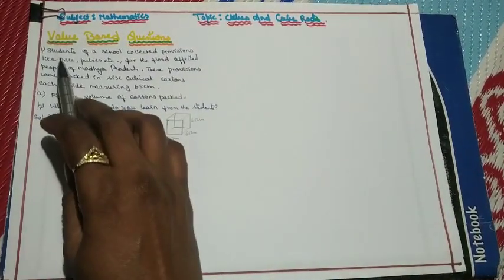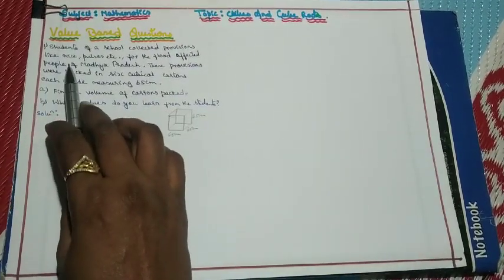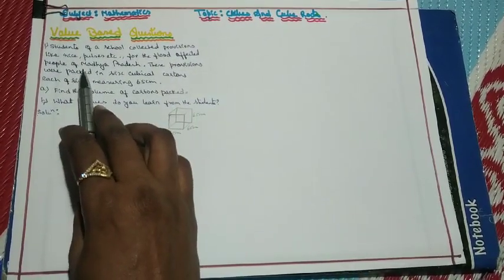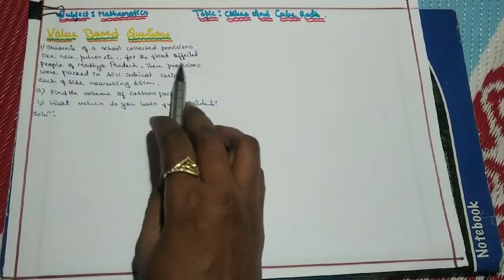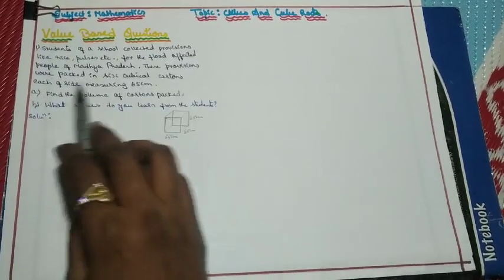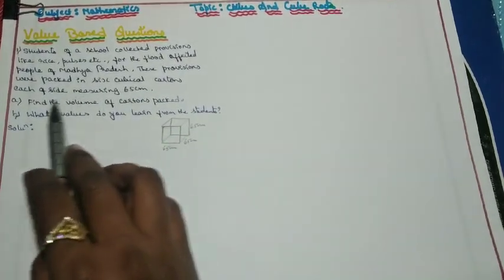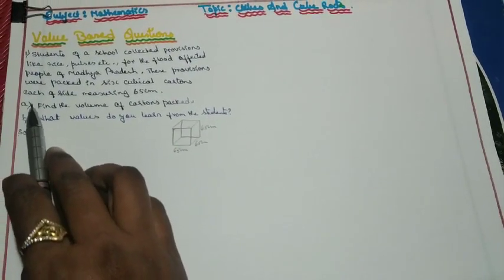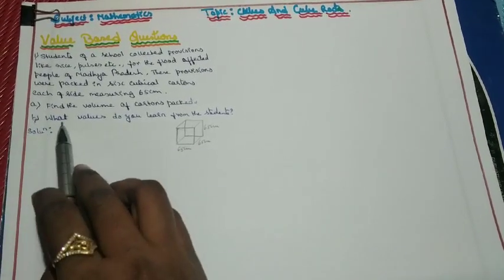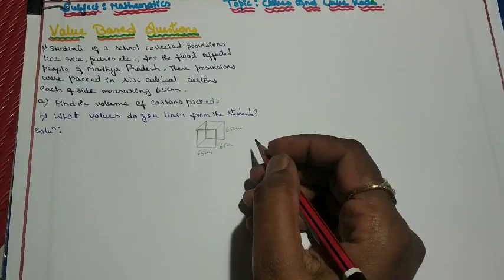First question is given like this. Students of a school collected provisions like rice, pulses, etc. for the flood-affected people of Madhya Pradesh. These provisions were packed in 6 cubical cartons, each of side measuring 65 centimeter. So here are the two sub-questions asked. The one is find the volume of cartons packed. Second is what values do you learn from the students?